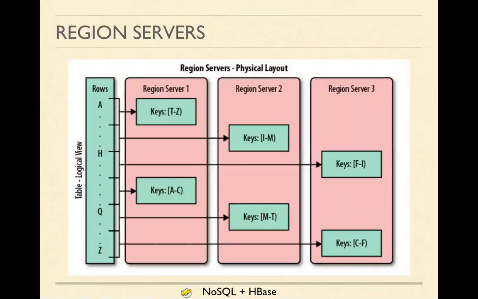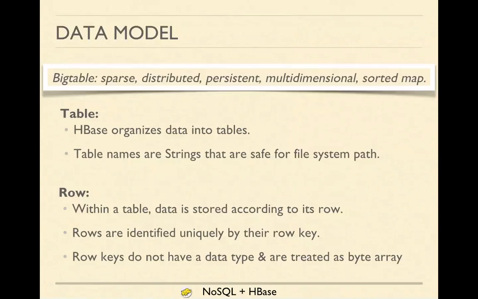It's important to know the architecture, but the most important thing to know about HBase is the data model. And why do you need the data model? We need the data model so that we can architect our column family, table names, and so on accordingly.